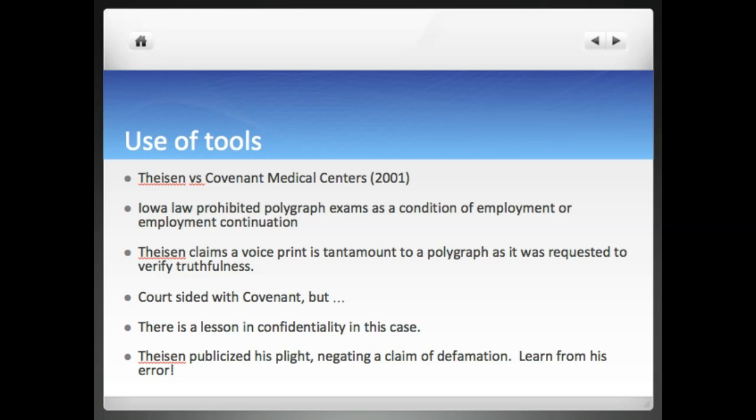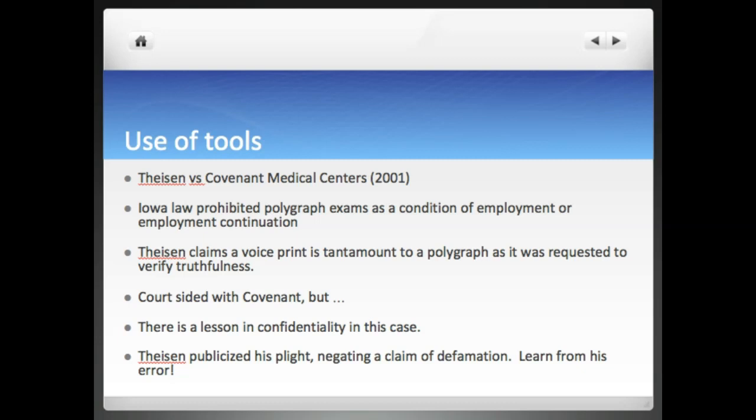So on the use of tools, you've got to be careful about what your state or your local laws may say about use of polygraphs. You can't threaten a polygraph in Iowa because you can't use one. So if you were to say, well, you're willing to take a polygraph on that, I suppose you could say that. The person could say no, and you couldn't hold it against them. But you couldn't say, we're going to give you a polygraph, because what you'd be saying is we're going to violate the law.